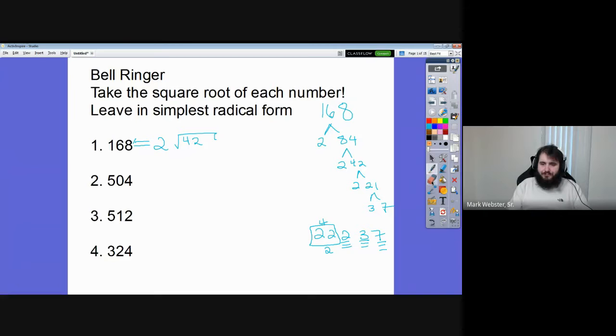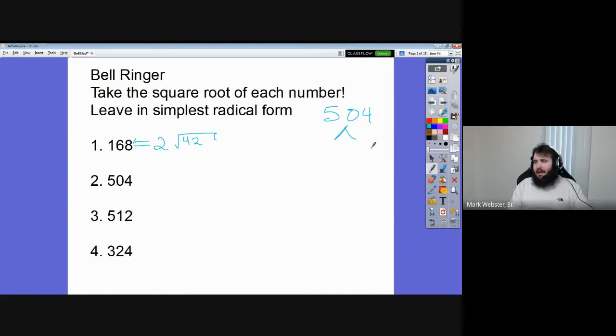504. So I'm going to go through and do the same exact thing. Again, I like to start with 2s when I can because those are the easiest to work with. I see that the last number is even. That means I'm dividing this in half. Half of 504 is 252, right? Well, look, I can still divide by 2 again, right?